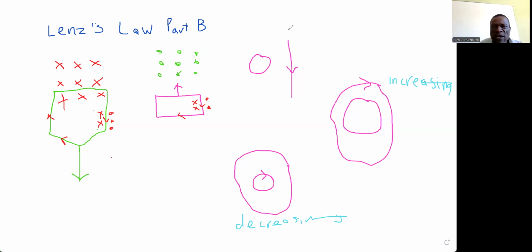Remember, if you have alternating current, for example with your transformer, the primary coil has alternating current. It means the secondary coil close by experiences a change in magnetic flux all the time, right? We don't use direct current because direct current can only create a change when you switch on or when you switch off.